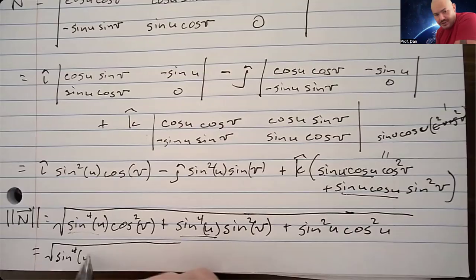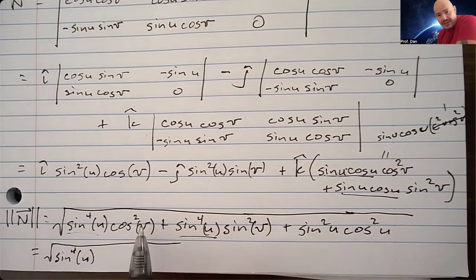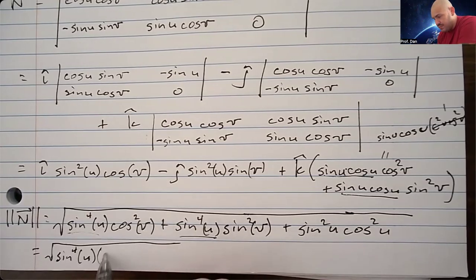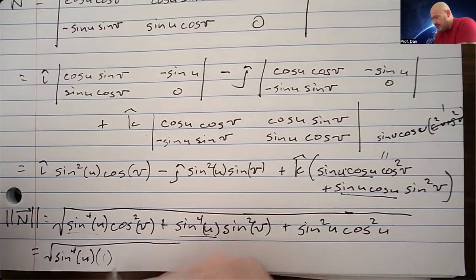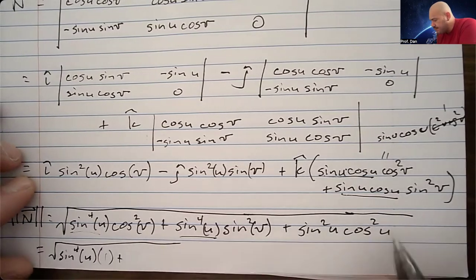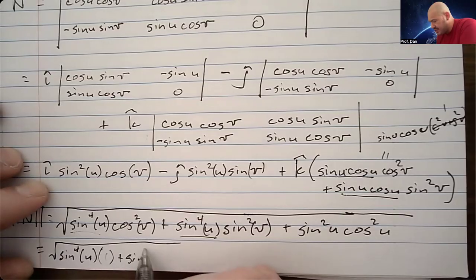If I factor out sine to the fourth u, what am I going to leave behind? Cosine squared v plus sine squared v, what's that equal to? 1. And then I just have sine squared u, cosine squared u.